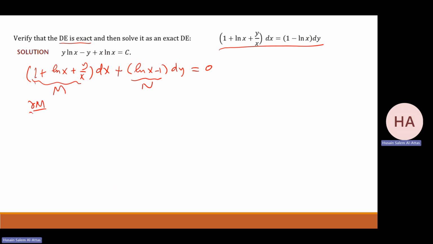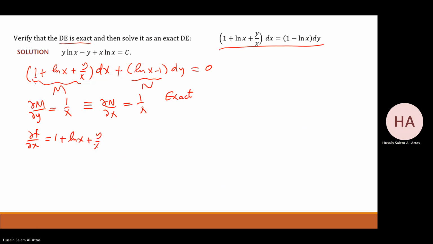Partial M with partial y, that will be what? 0, 0, 1 over x. What is partial N with partial x? It will be 1 over x. So they are the same. So it's exact. So I have partial f with partial x is this, and partial f with partial y is this. I'll start with this one since it's easier.